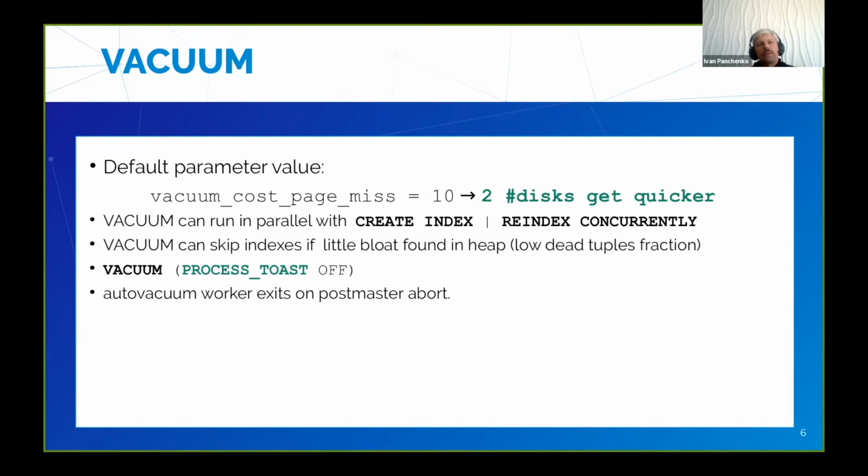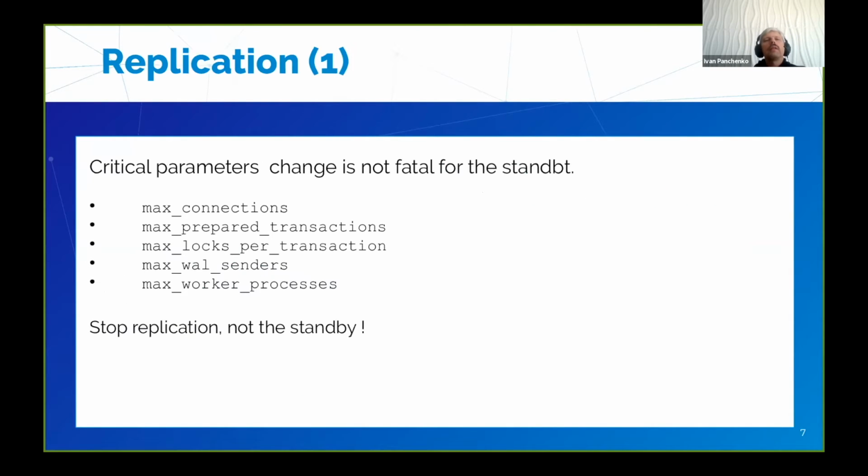Another thing to make vacuum faster is the option to run it without processing toast. Maybe sometimes you don't want to vacuum toast records, so you can set it to off. And the last feature about vacuum which I want to note is that autovacuum processes now exit when the postmaster aborts. Before that, you could kill the postmaster and then observe how autovacuums continue working. Now they are stopped automatically.